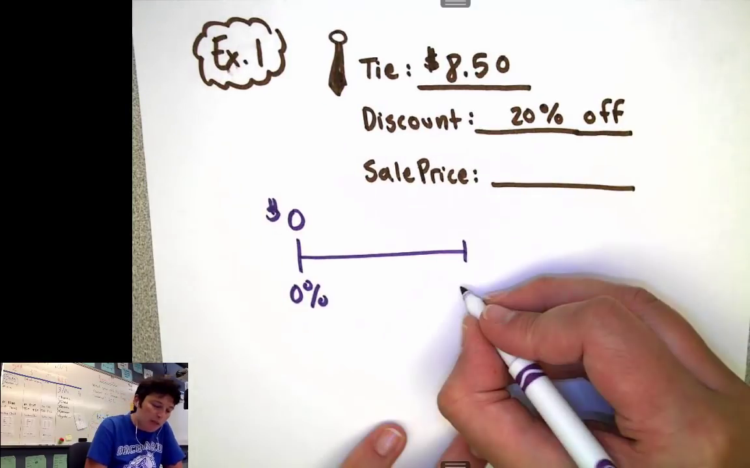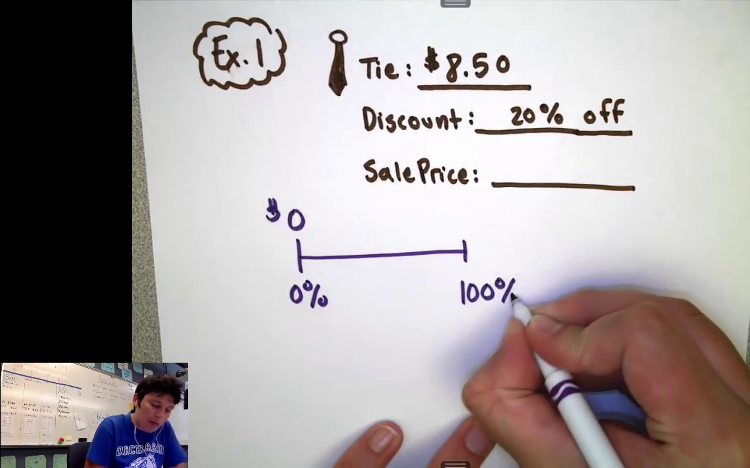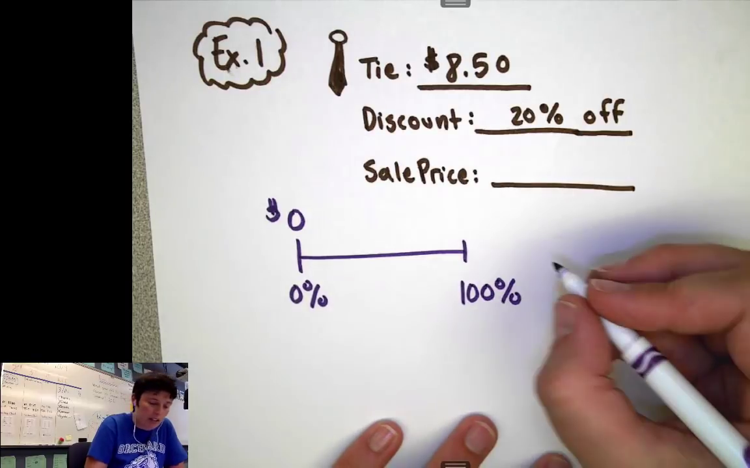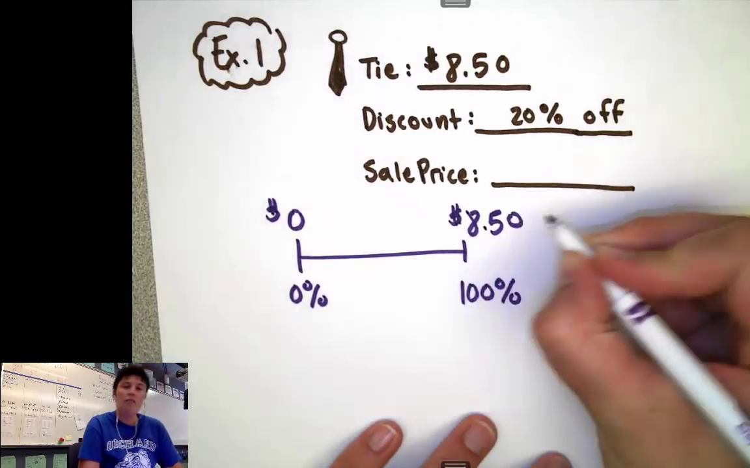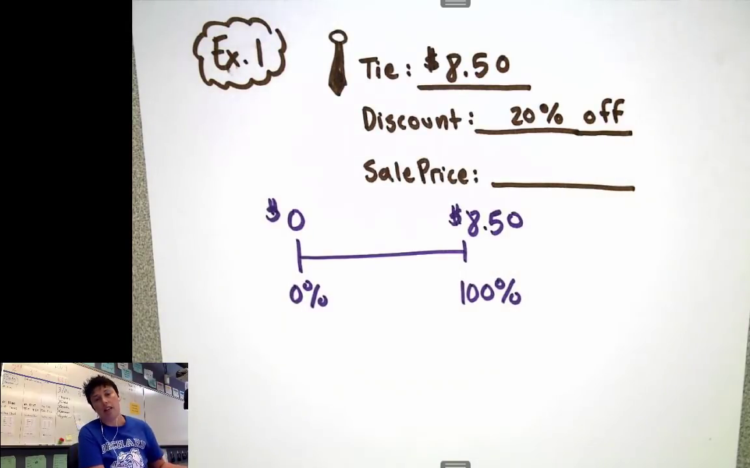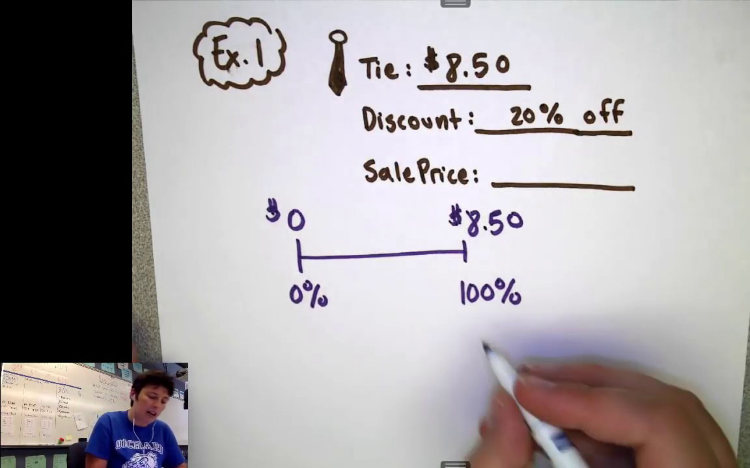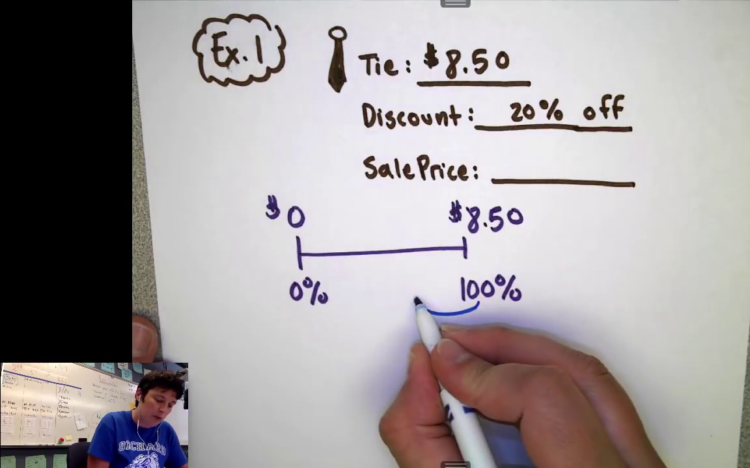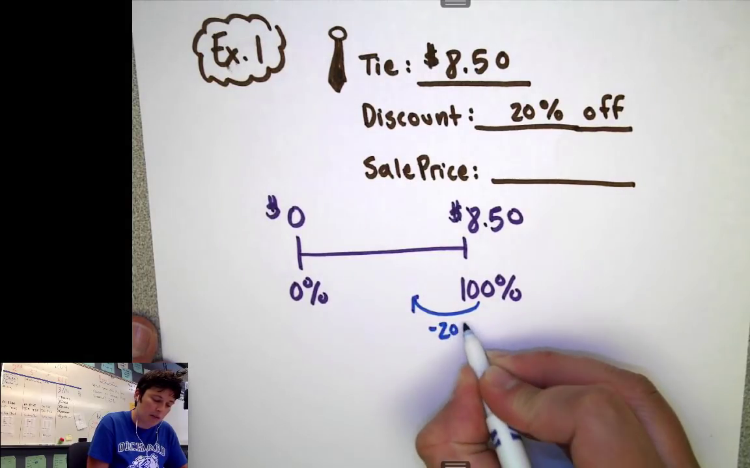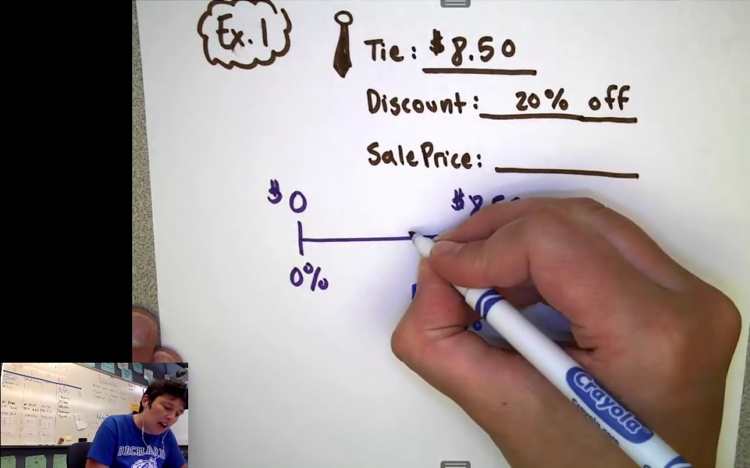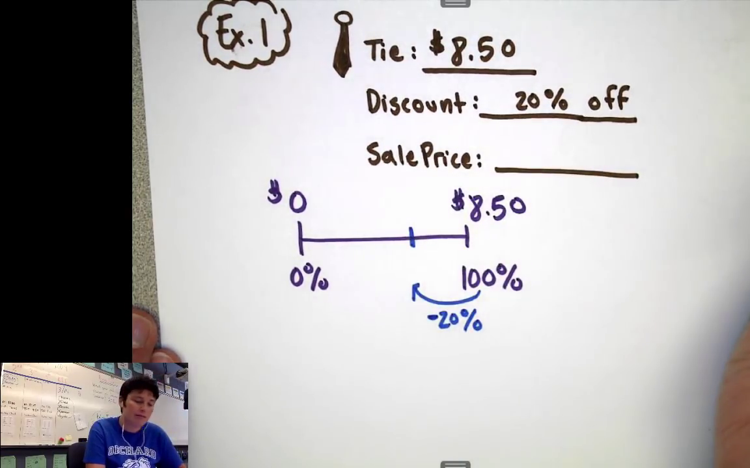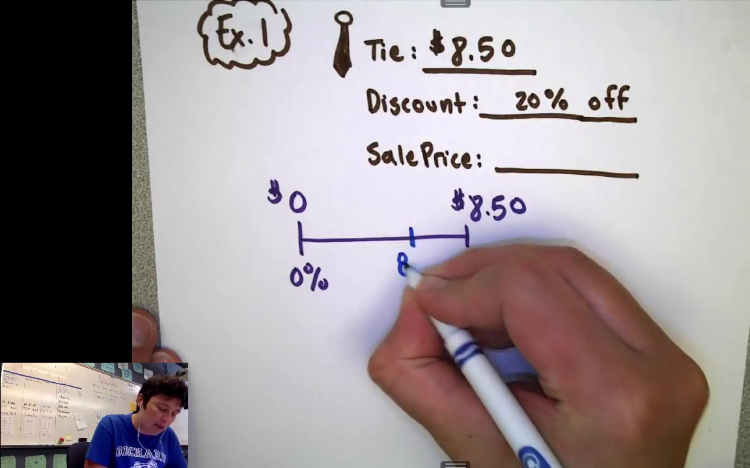If I spend 100% of my money, all 100%, then I'm paying for the full price of the tie, which is $8.50. But it's my lucky day. It's on sale. So I'm not paying the full price. I get to take off 20%. So I'm going to be getting a 20% off discount, which means I'm only paying how much percent? I'm only paying 80%. That's it.